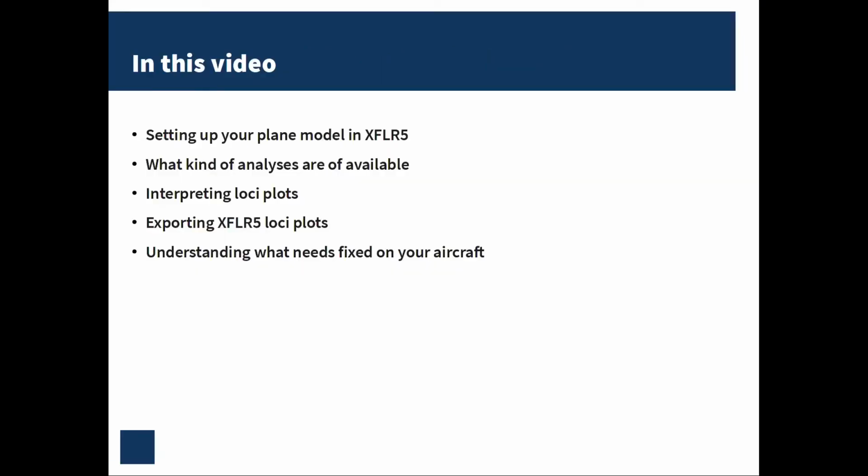Today we're going to have a look at how we can define aircraft models within XFLR5 to do a stability analysis. We'll look at what kinds of stability analyses are available. Usually these are fixed velocity or fixed trim. And then we'll have a look at the loci plots that they produce and what those mean to us engineers in terms of how an aircraft's going to handle.